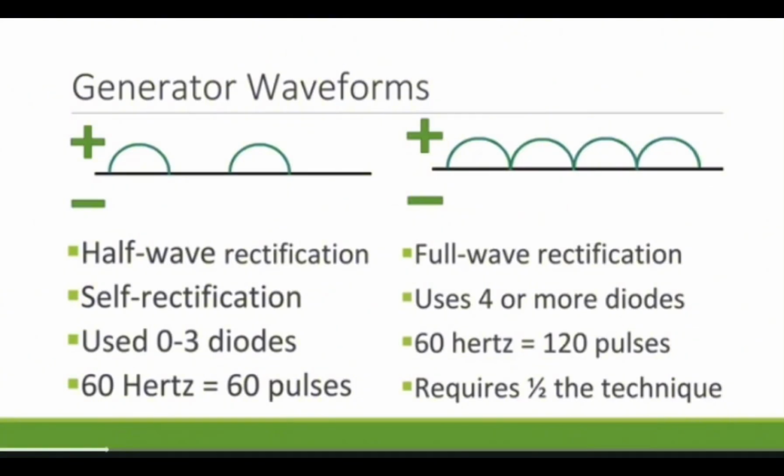In conclusion, half wave rectification produces fewer pulses and is less efficient, while full wave rectification produces more pulses, provides smoother X-ray output, and results in better image quality with lower patient dose. This is why most modern X-ray machines use full wave rectification.